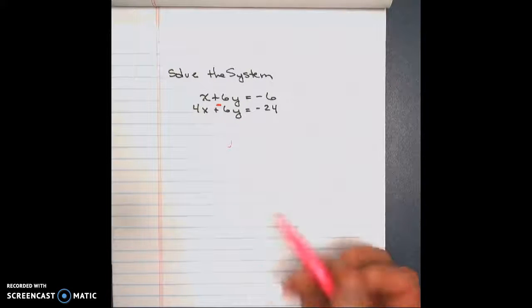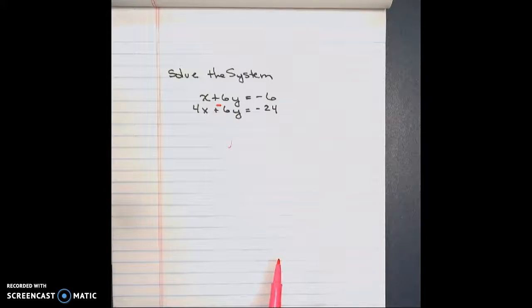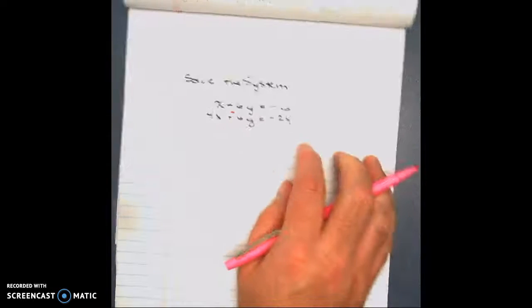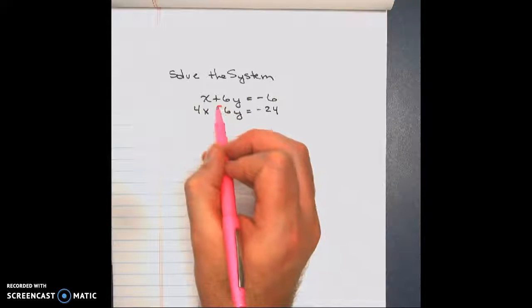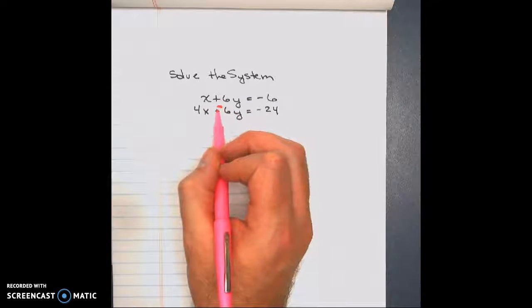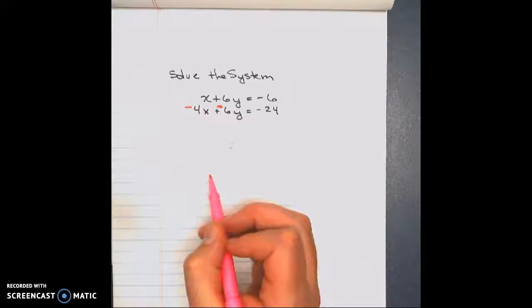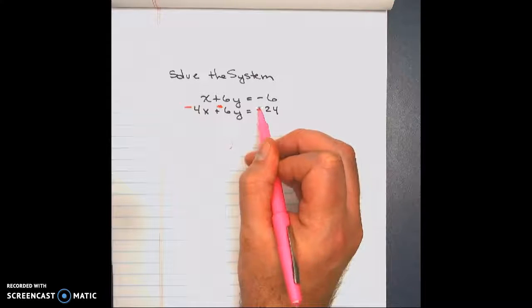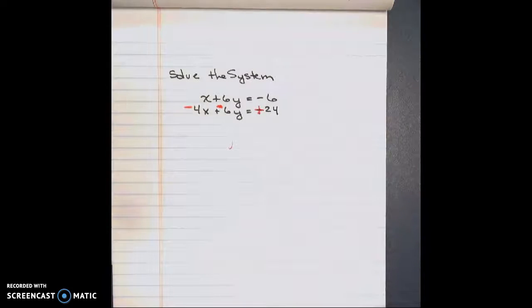There's rules, as long as we're consistent and we do the same thing to each side, we can do whatever we want. So we're going to multiply this whole equation here by -1. When I multiply everything on this equation by -1, it changes all of the signs. So this positive 6y now becomes a -6y. This positive 4x becomes a -4x. And this -24 becomes a positive 24, because -24 times -1 is positive.